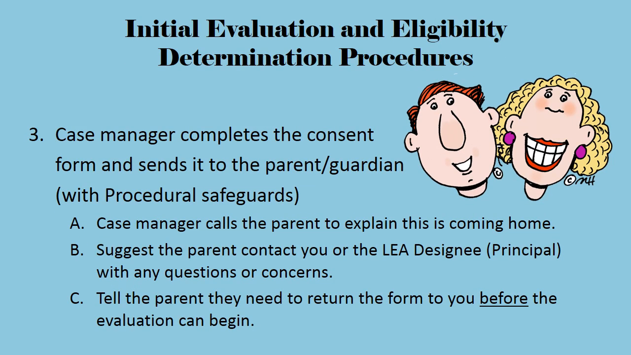After the team determines which areas to obtain consent for, the case manager completes the consent form and sends it to the parent or guardian with a copy of the procedural safeguards. The case manager calls the parent to explain that the consent form is coming home. They can suggest to the parent that they call you, the case manager, or the LEA designee/principal with any questions or concerns. Tell the parent that they need to return the form to you before the evaluation can begin.